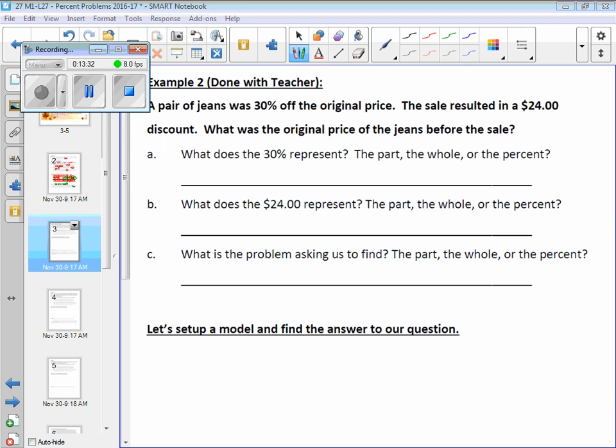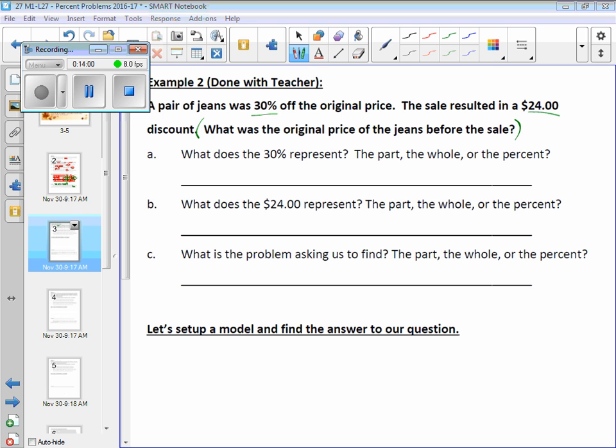An important part of all of these questions will be, and always continue to be, that you have to identify what's the part and what's the whole every single time. So now we have a pair of jeans that was 30% off the original price. The sale resulted in a $24 discount. What was the original price of the jeans before the sale?